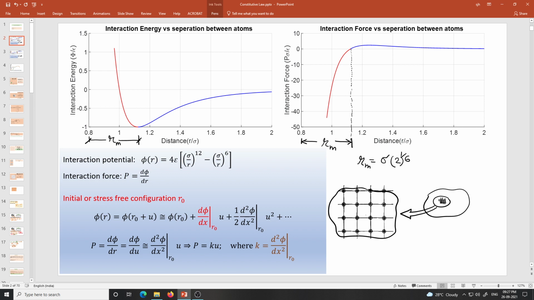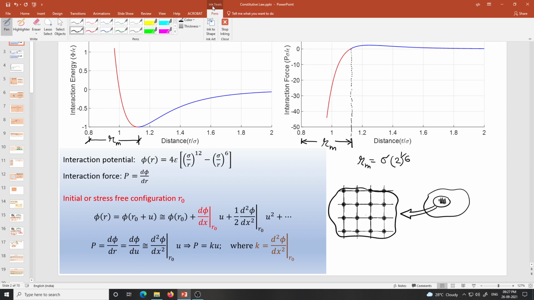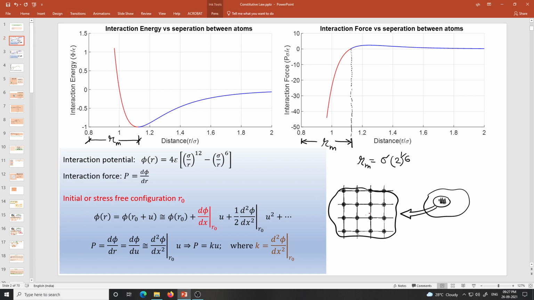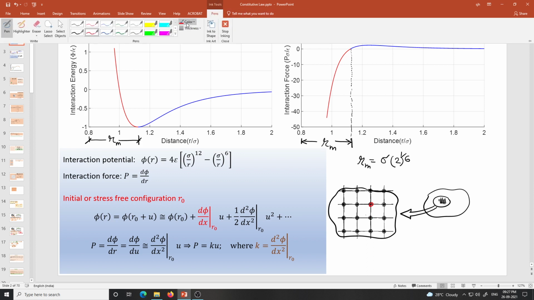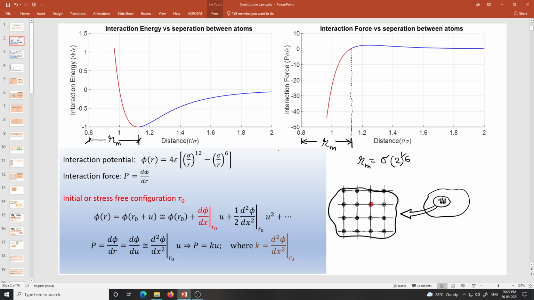That means this molecule here, let me change the color. This molecule here is in equilibrium. That means the attractive force and the repulsive force balance each other. Now if you displace any of these atoms from its equilibrium position to say this position, we are displacing this atom from the red color position to the green color position.